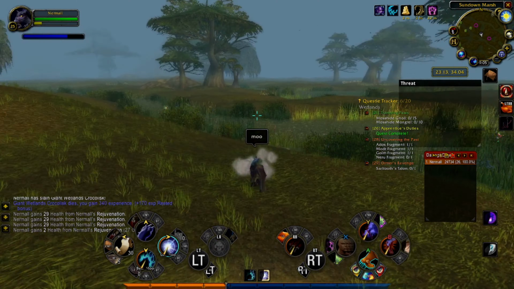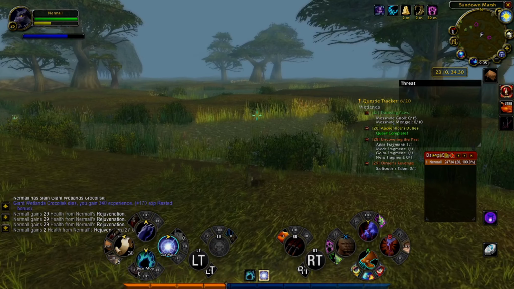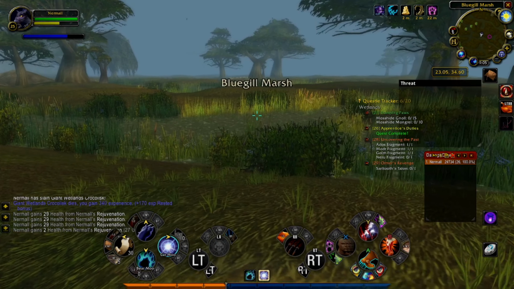And yeah, we'll stealth through the Murloc minefield and then get to the road.